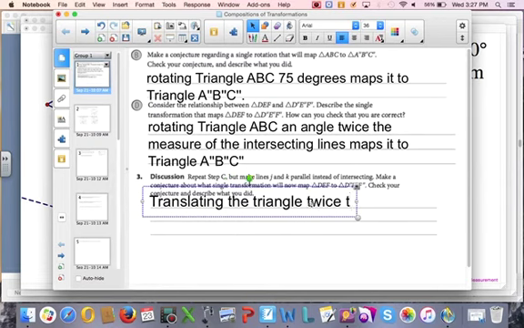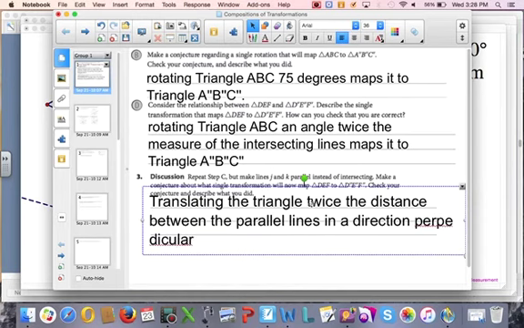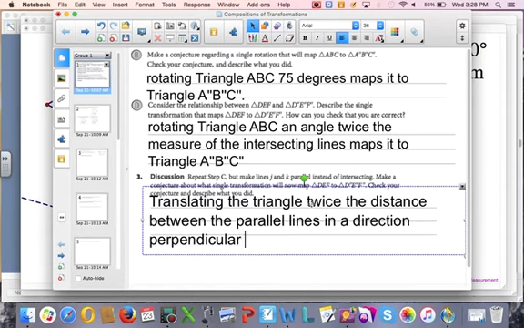Try translating the triangle twice the distance between the parallel lines in a direction perpendicular to the lines. And that will map triangle DEF to triangle D double prime, E double prime, F double prime.